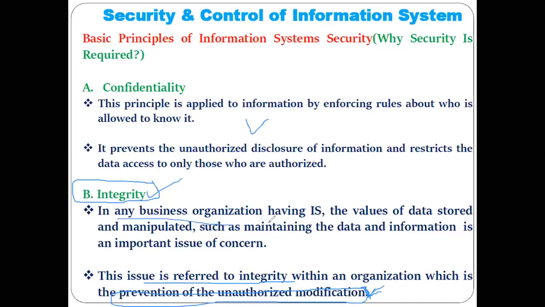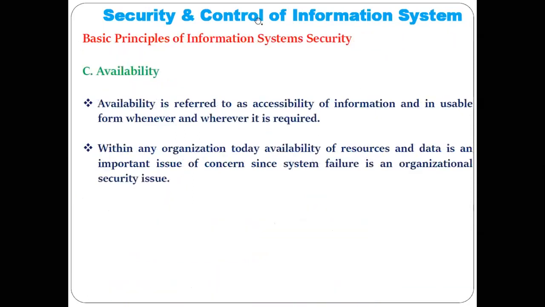In any business organization which is utilizing the information system, the value of the data and information stored and manipulated, and maintaining that data and information, is a very important issue of concern. And in order to address this issue, it is necessary that the organization should allow only those persons who have the authorized permission to do the modification. So that is nothing but the point of integrity. Okay. Then the third important principle is availability.